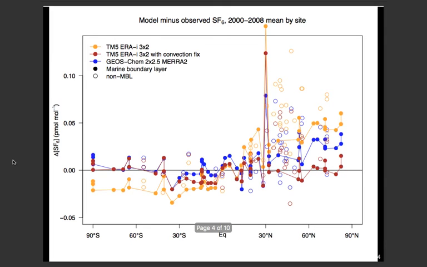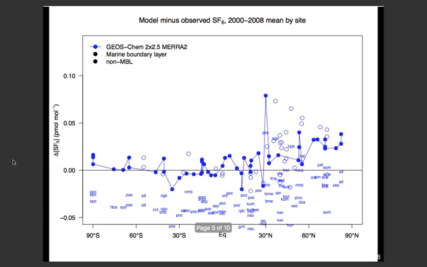And this is how GEOS-Chem does. It's somewhere in between. It looks like south of 30 north, there's virtually no problem whatsoever, but there is some sort of tendency to retain SF6 in the northern temperate and Arctic latitudes. So this is GEOS-Chem all by itself.